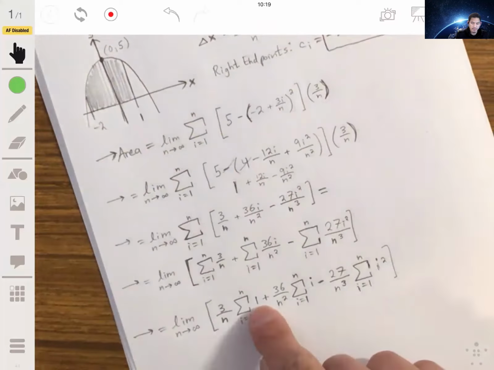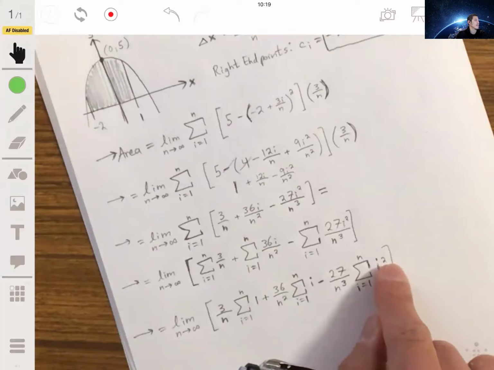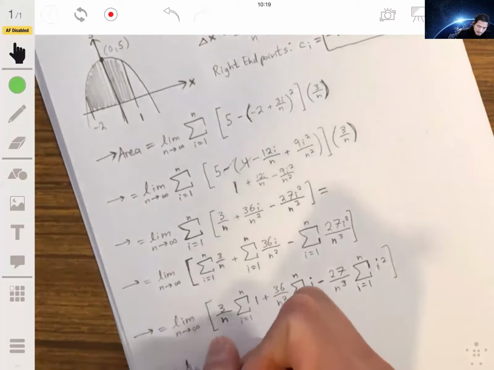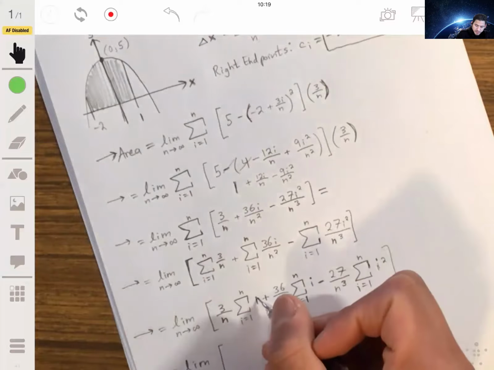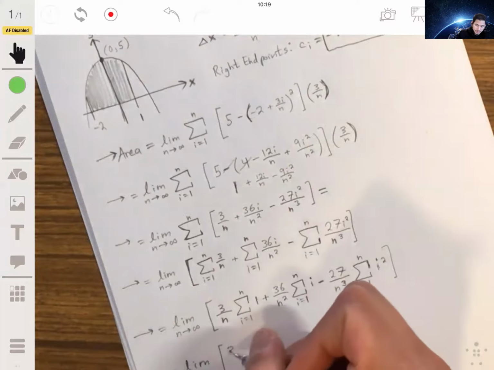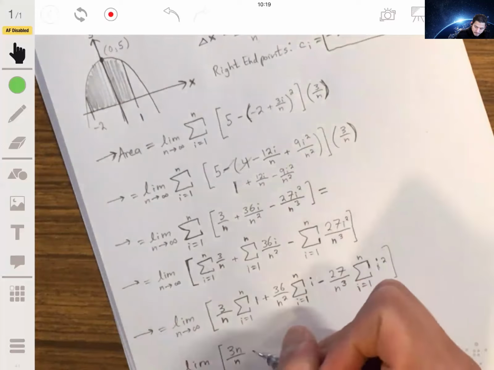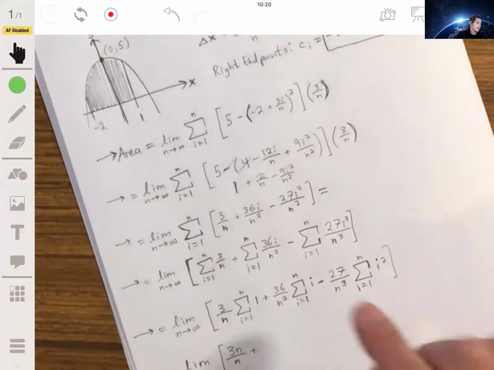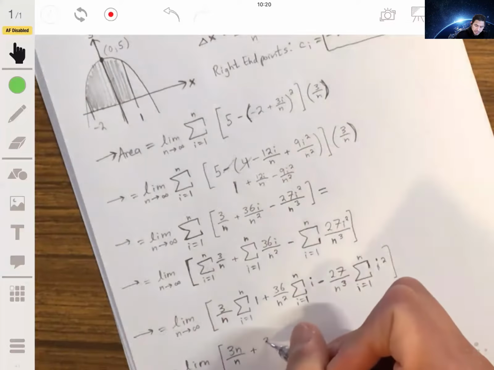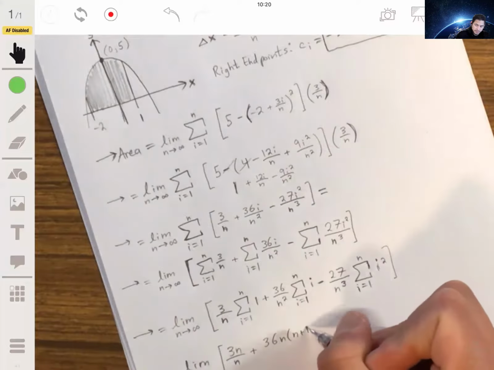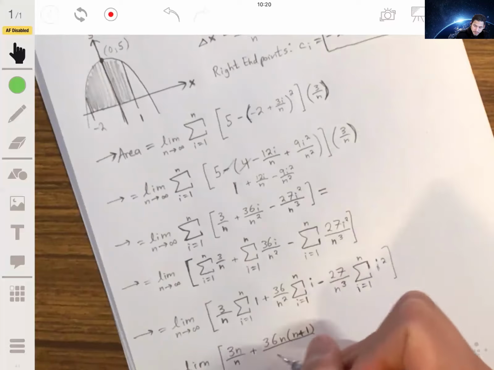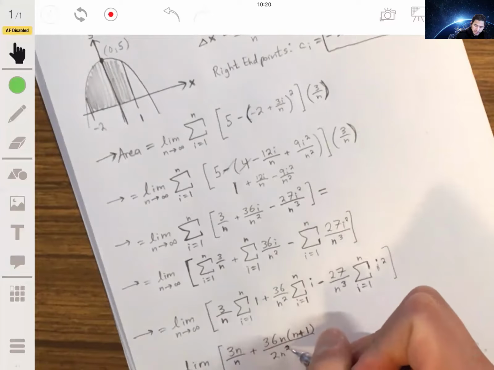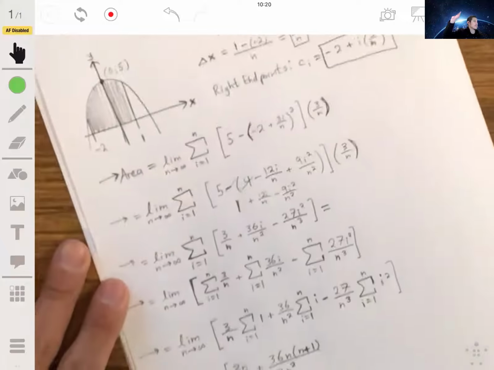So now we can just use our formulas to simplify these three expressions. So we'll have the limit as n goes to infinity. This will just be n. We're just adding one n times, so it'll just be 3n over n. Plus the formula for the sum of i is just n times n plus 1 over 2, so it'll be 2n squared. And again, you will have like a formula sheet. You probably aren't expected to memorize those.